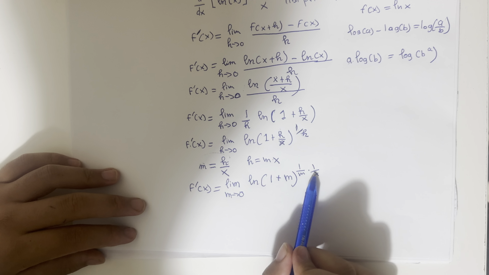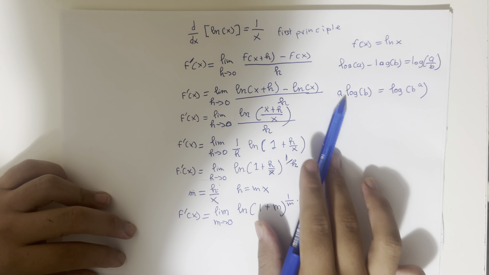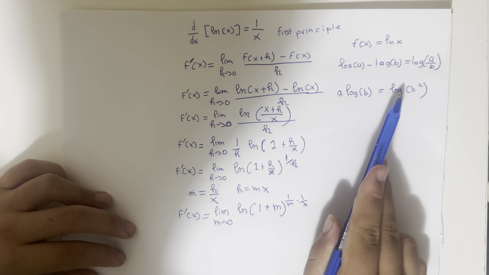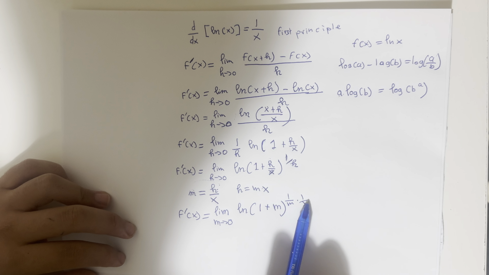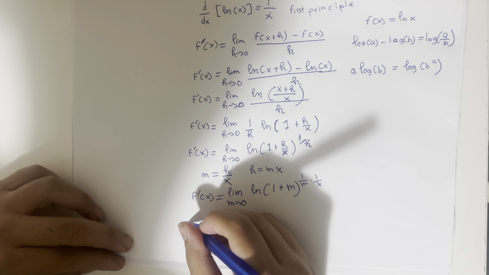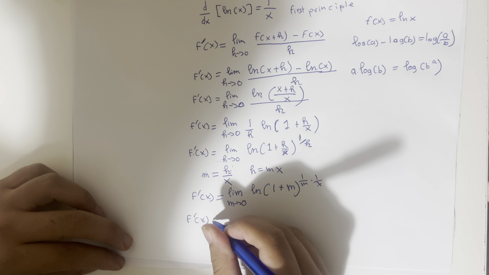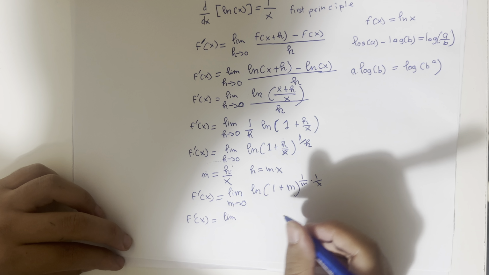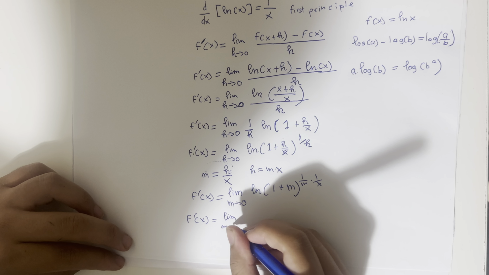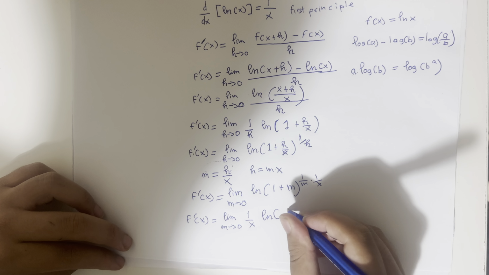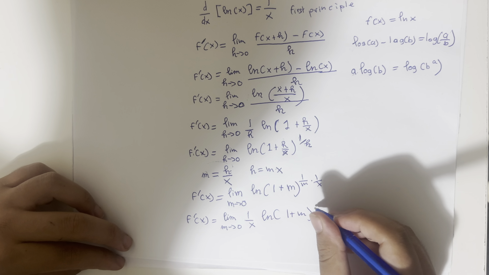Now what I'm going to do is use this same property right here, and instead of going from this to this, I'm going to go from this to this. So I'm going to take this 1 over x and bring it right here. So what I have is f prime of x is equal to the limit as m approaches 0 of 1 over x times the natural log of (1 plus m) to the 1 over m.